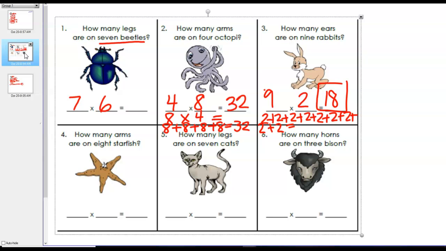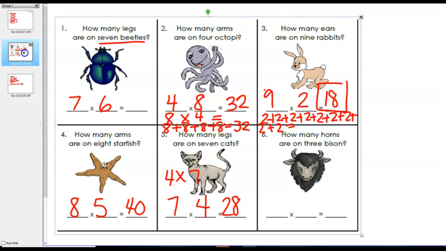Okay, so moving on to 5 and 6, checking them. I'm going to go ahead and write number 4. 8 times 5. 8 groups of 5, and we said that was 40. Moving on to number 5, how many legs are on 7 cats? So you should have had 7 groups of 4. 7 times 4, and what did we get, class? Very good. And if you flip-flopped it around, that's okay. That's the commutative property. You would have done 4 groups of 7.